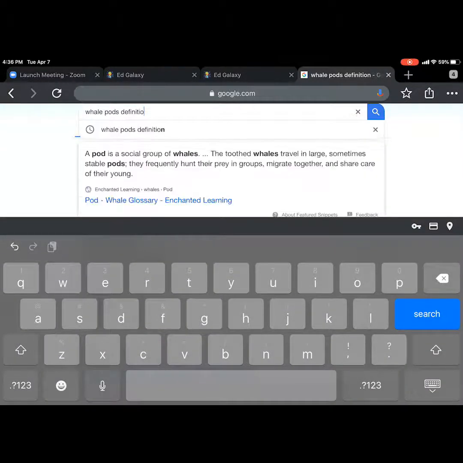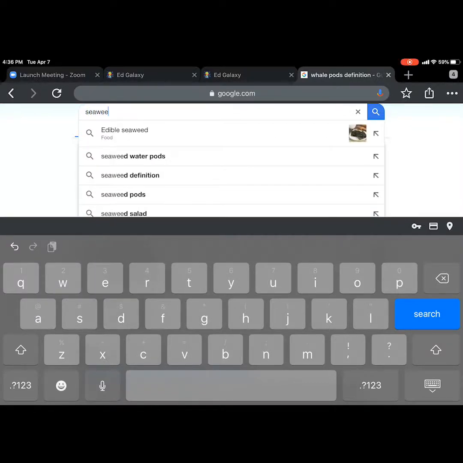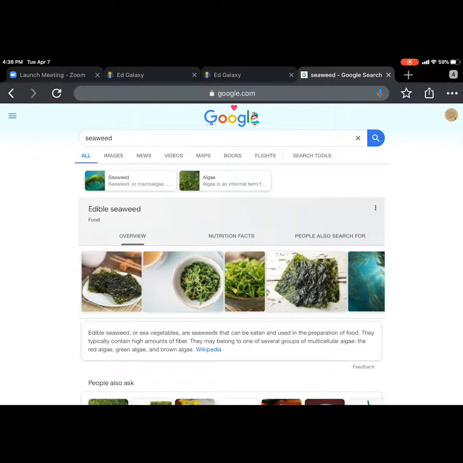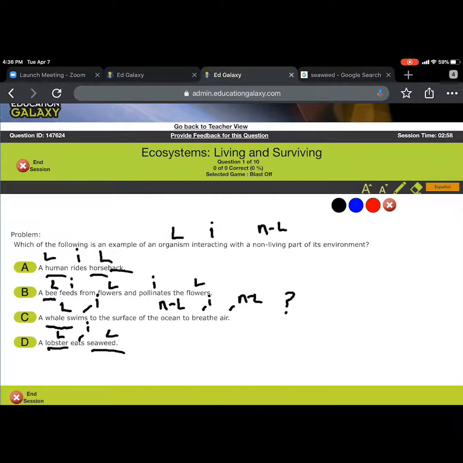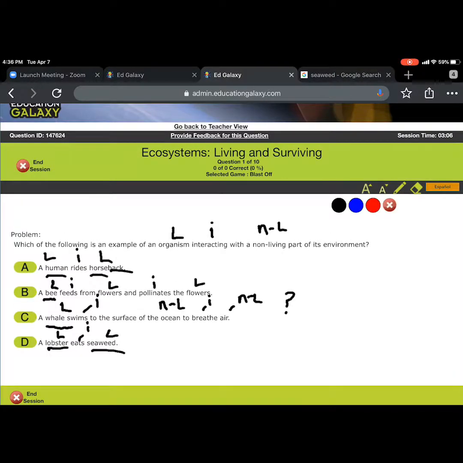Let's look for seaweed. Okay, well, it's a plant. So seaweed is a plant. I knew that. I was just showing you how to find it. So what do you guys think? Sure seems like the answer is C, isn't it?